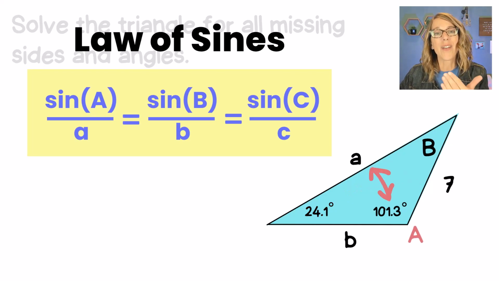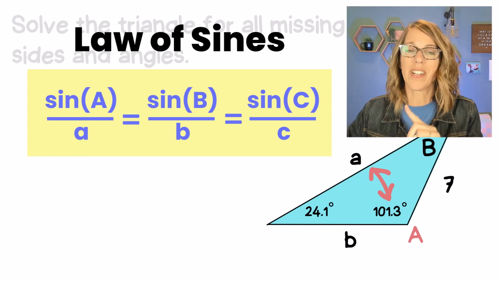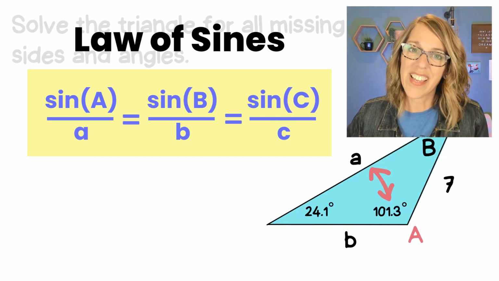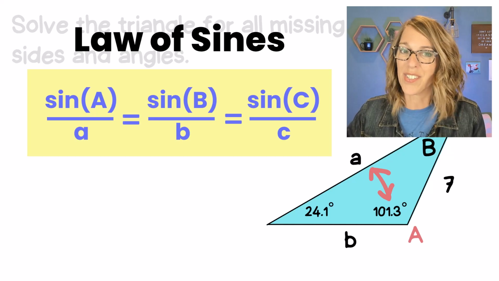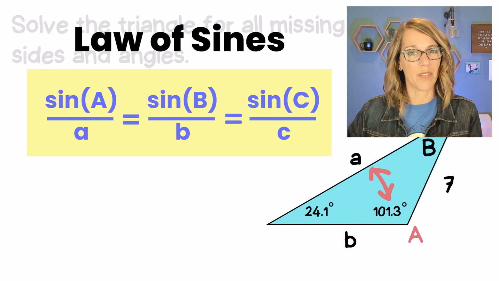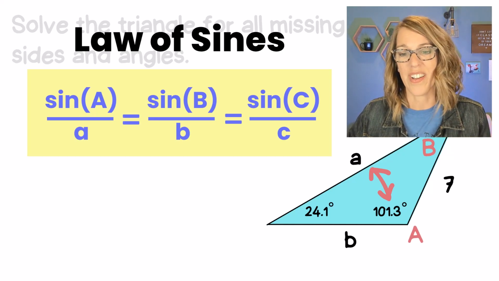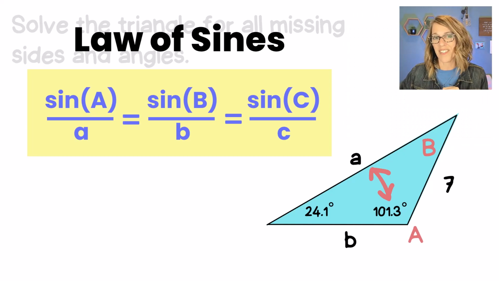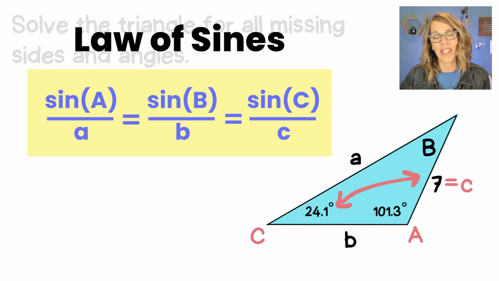With that side A, I want to label the angle opposite side A as angle A. We're going to use lowercase letters for the sides and uppercase letters for the angles. Sometimes you'll see Greek letters used for those angles too. So I've got two of my angles labeled, which leaves me with just one angle left. So that 24.1 has got to be angle C. And that means that I want that side opposite, that length of 7, to be labeled as a lowercase c.